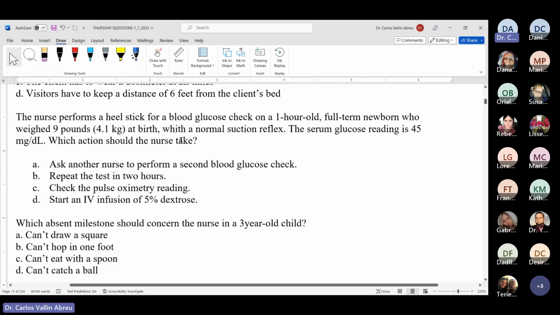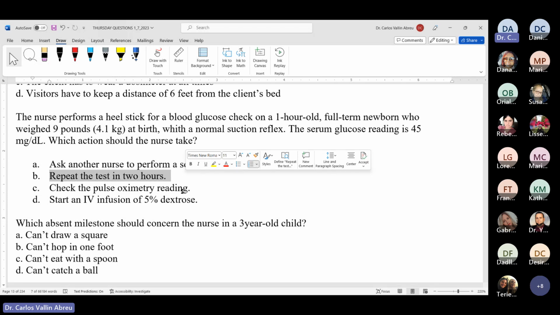Repeat in 2 hours. The baby is okay. The suctioning is okay. There is no option of feeding the client, which is what you were looking for. So what if it's normal? What do you do with a normal value? Continue the monitoring. Repeat the glucose in 2 hours.